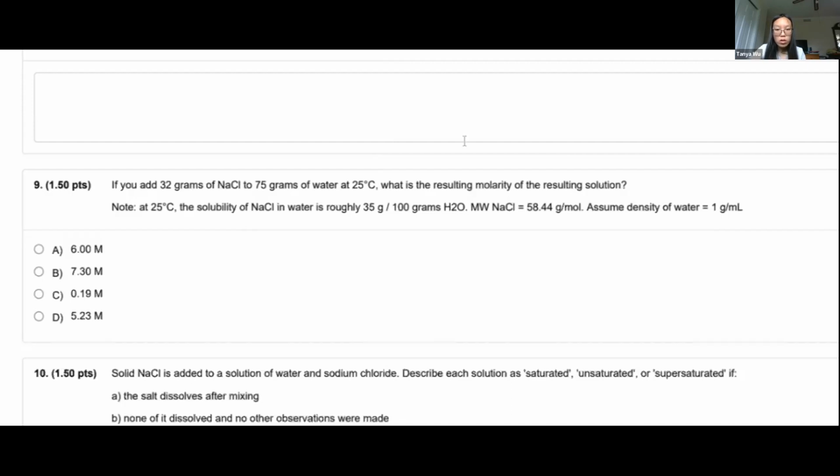Okay, so this one will be B because we had to calculate the molarity. Molarity is the moles over liters. And we had to figure out the number of moles of salt, which would be 32 divided by the molar mass. And the molar mass is the molar mass of sodium plus chloride. And we converted the 75 grams into liters, which gave us the volume of it. So then we just divided the moles of salt over the liters of water.